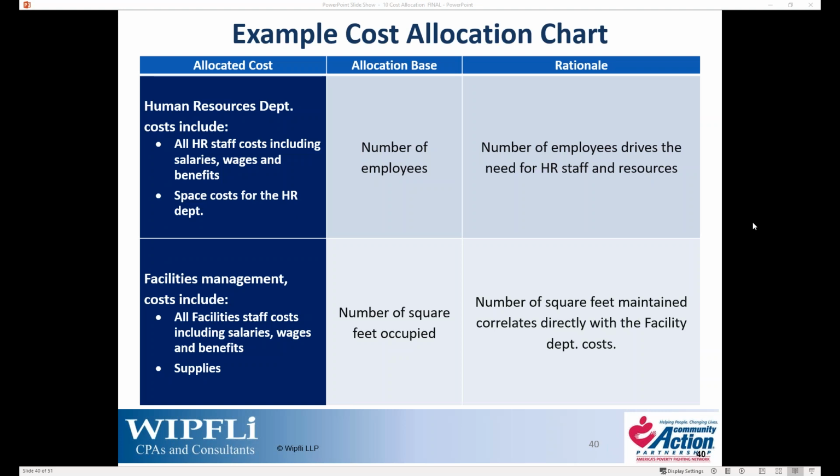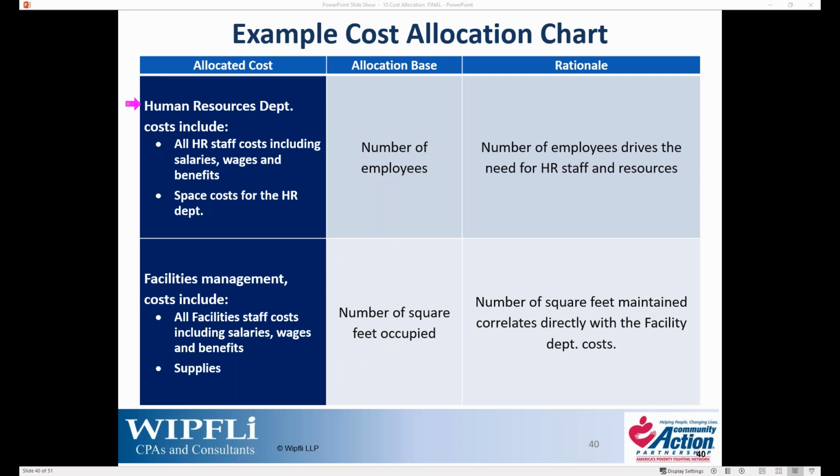So this is an example of a cost allocation chart. So we start with what are the actual costs that we're trying to describe in this allocation methodology. So the first one, we're trying to find a way to allocate our human resource department. And these costs include all of our human resource staff, their salaries, their wages, their benefits, and the space that the HR department actually sits in.